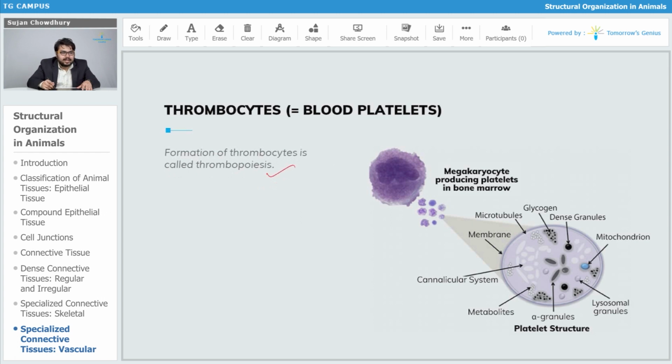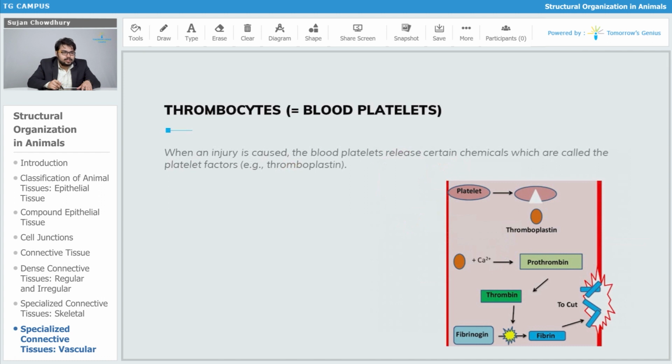So here you can have the characteristic illustration. The megakaryocytes, which are the platelet producing cells in the bone marrow, are slowly giving birth to the platelets, which will finally come into the circulatory system and carry out their characteristic activity.